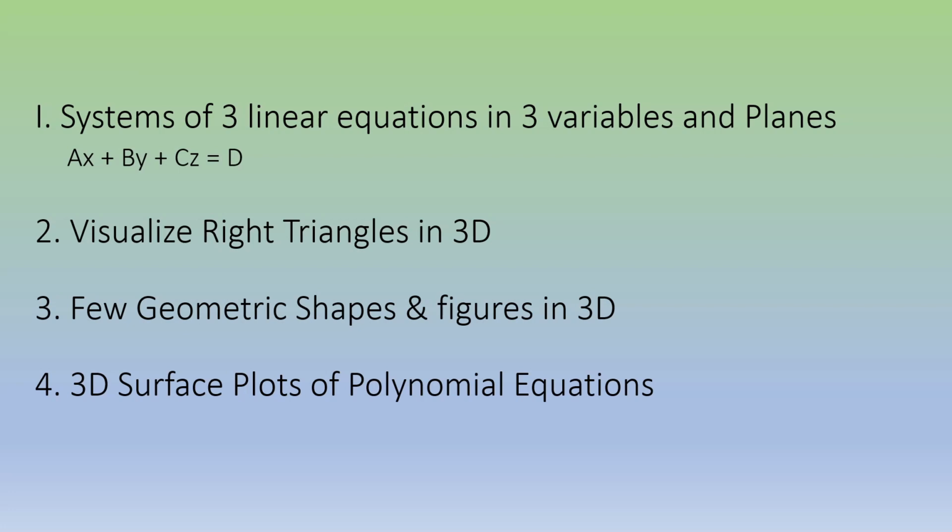Here, we will talk about systems of three linear equations in three variables and see how they can be visualized in 3D Cartesian space. The standard form of this is ax plus by plus cz equals d, with at least one of the coefficients being non-zero. Now let's view some of the planes in a 3D space.